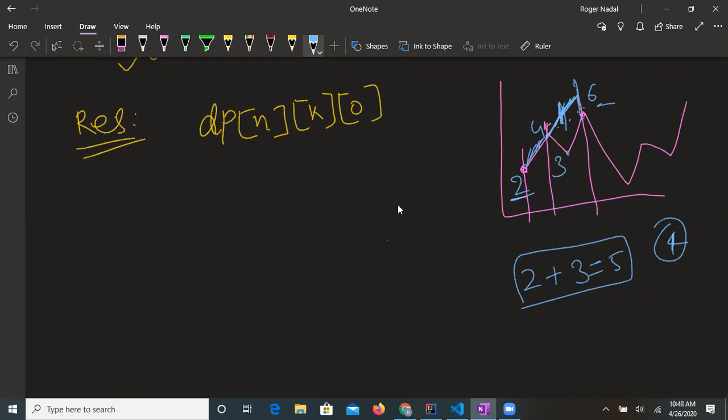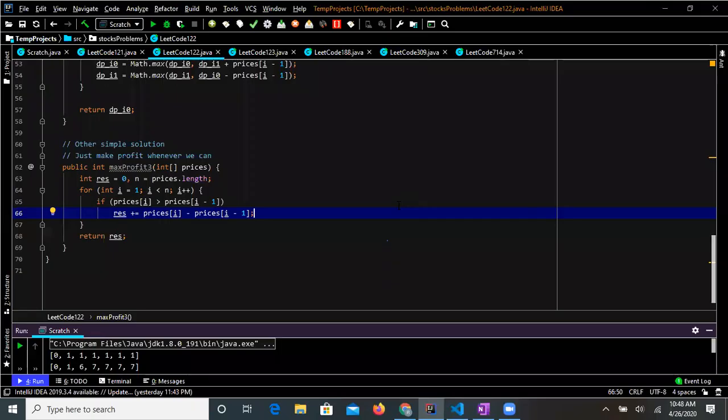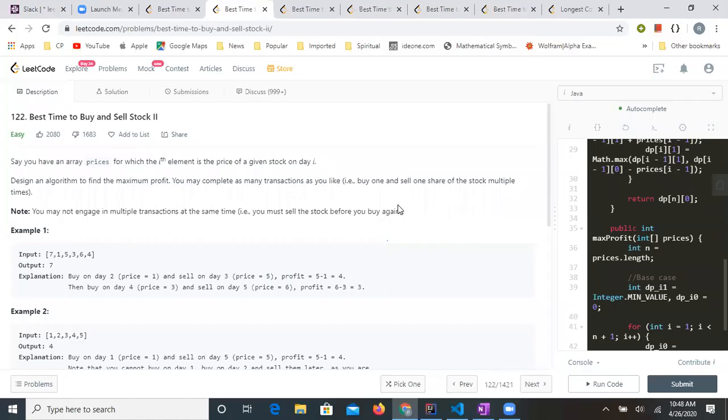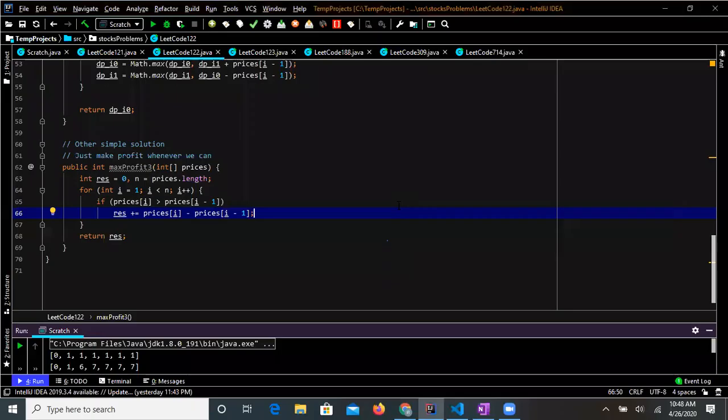So I think the key thing is the last sentence in the problem description, where it says you may not engage in multiple transactions at the same time. So you can't buy multiple times before you sell at the maximum price, for example. Oh yeah, that is in the question. That's right. So that could have been one other approach. And so without that restriction, I think there could be cases where that wouldn't work.